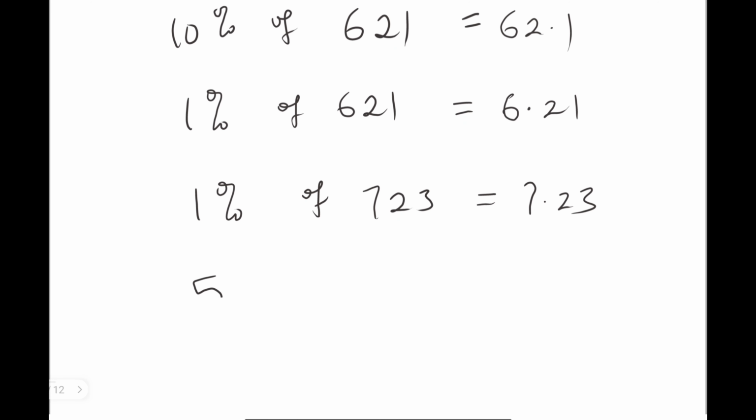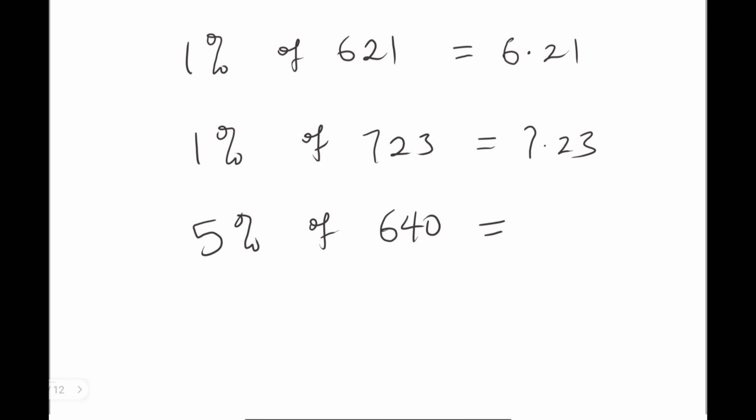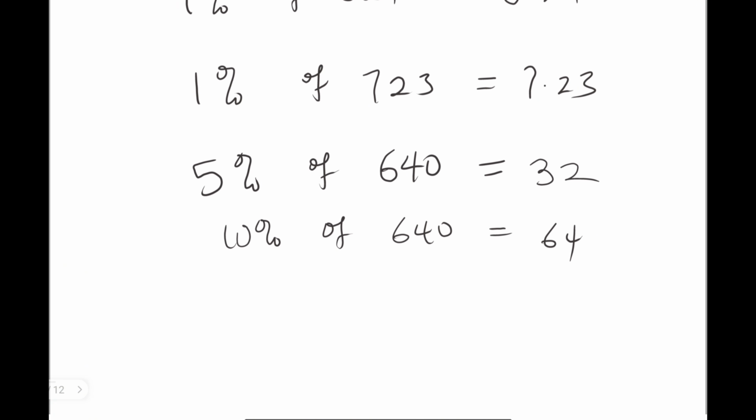So the same way, what will be 5% of 640? So first of all, we try to find 10% of 640, which is equal to 64. So 5% is going to be half of 64, which is 32. So what will be 5% of 726? So if 10% of 726 is 72.6, then 5% of 726 is going to be half of 72.6, which is going to be 36.3.